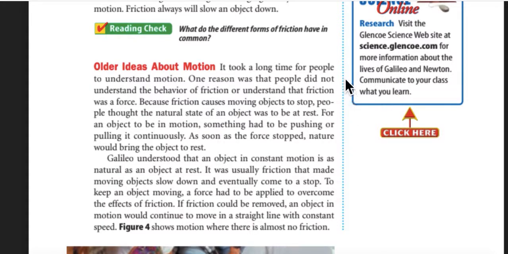Other ideas about motion. It took a long time for people to understand motion. One reason was that people did not understand the behavior of friction or understand that friction was a force. Because friction causes moving objects to stop, people thought the natural state of an object was to be at rest. For an object to be in motion, something had to be pushing or pulling it continuously. As soon as the force stopped, nature would bring the object to rest.